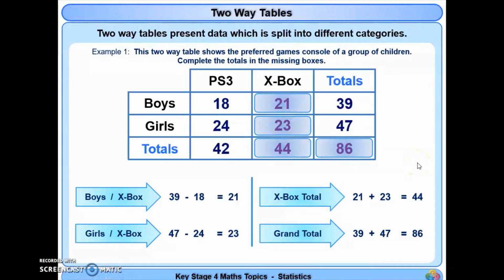If the question was, how many people preferred the PS3? So this time we're not looking for boys or girls. I'm going to look in the total column. But I do want the PS3 column. So the question corresponds to this 42. That's how many people preferred the PS3. So you quite often get asked to interpret the two-way table following completing the table of values.